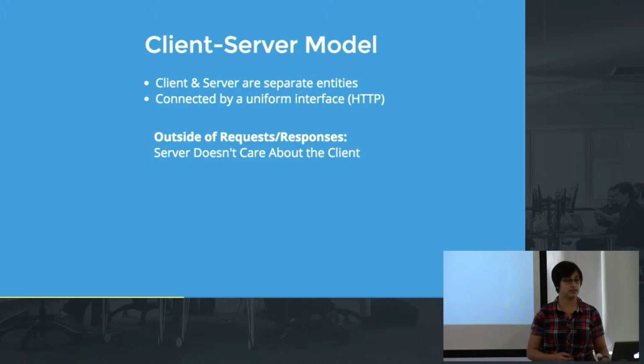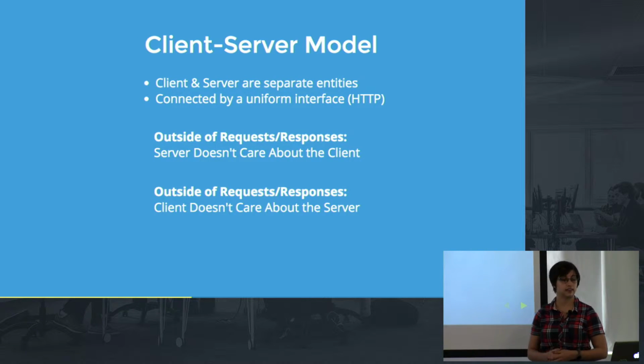What this really means is that outside of the request-response cycle, the client and the server don't care about each other's existence. When you go to google.com, google.com doesn't know you exist until you enter google.com into your machine and you try to go there with your browser.